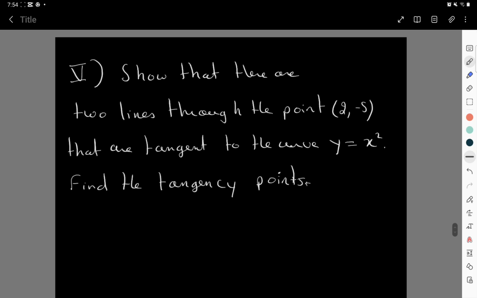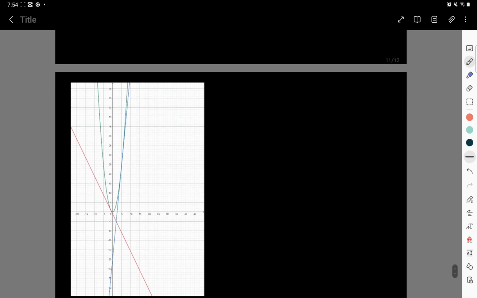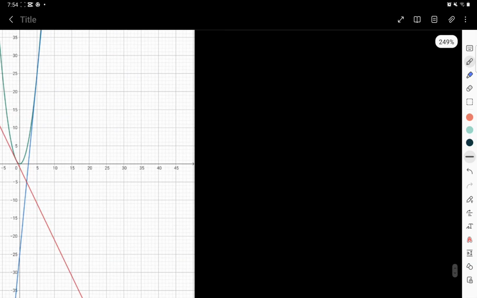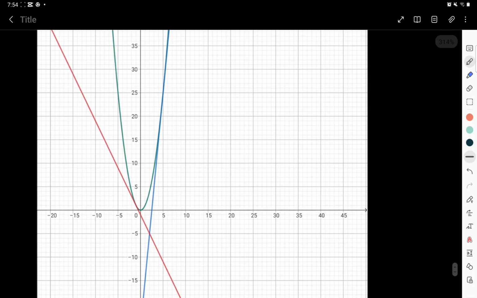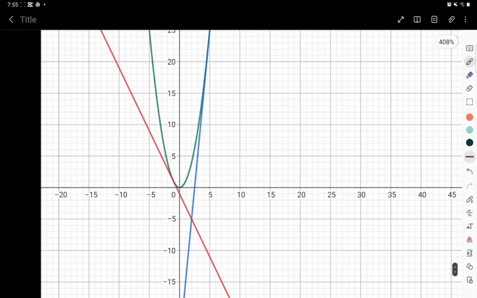Okay, now let us move on to the last question. Show that there are 2 lines through the point 2, minus 5 that are tangent to the curve y is equal x squared and find the tangency points. Here I've used GeoGebra to draw a picture. Of course, the picture might not be very easy to draw by hand, but you may get an idea. So this is the point 2, minus 5.